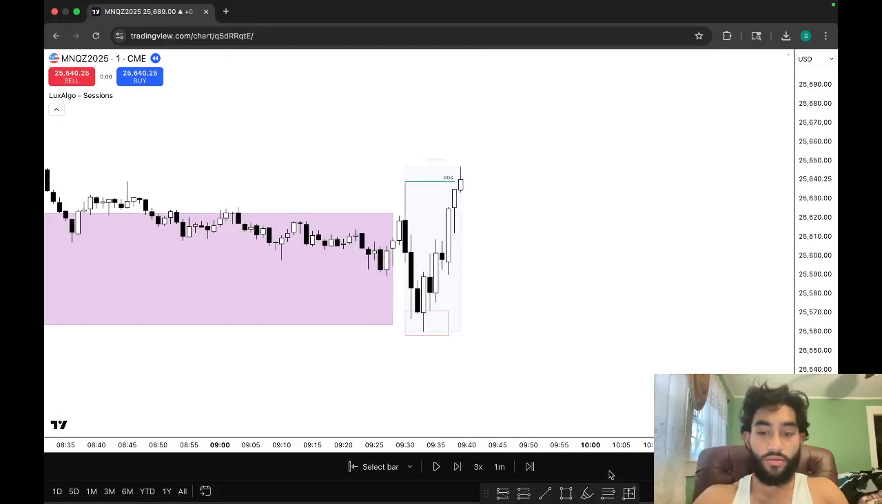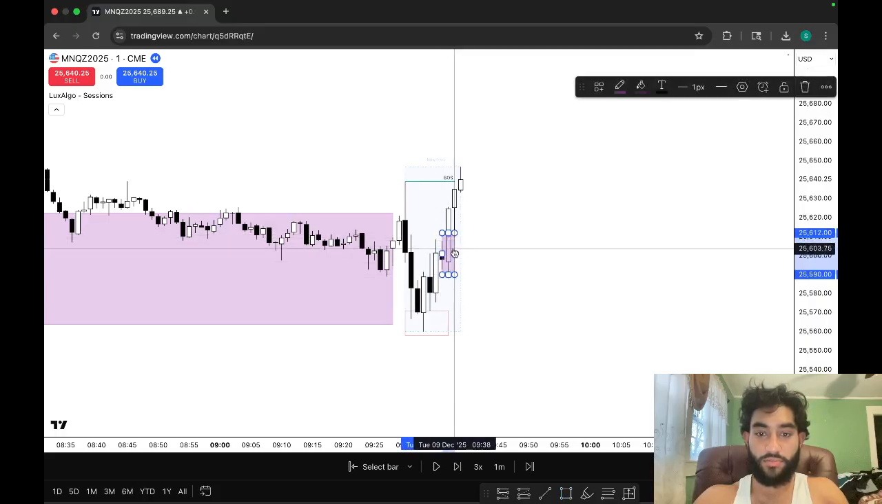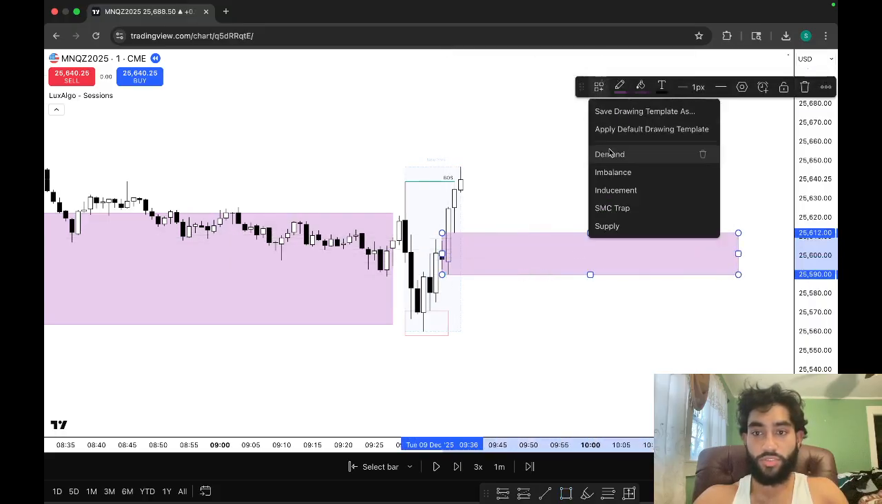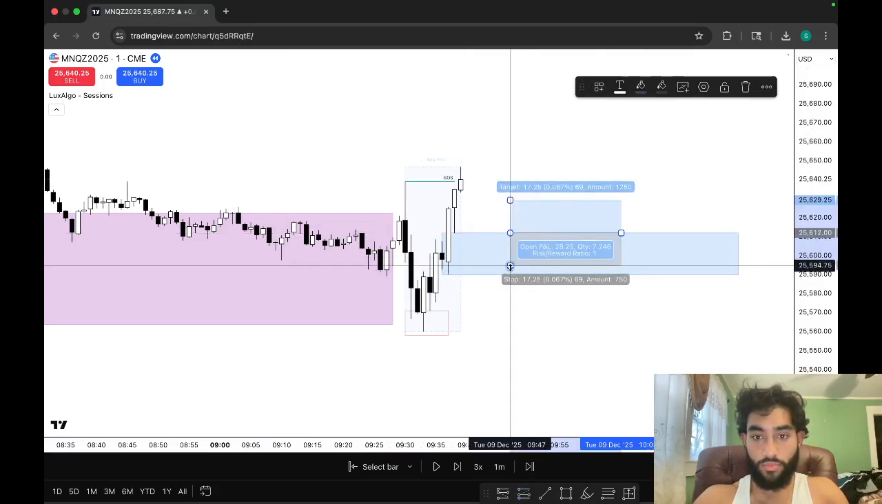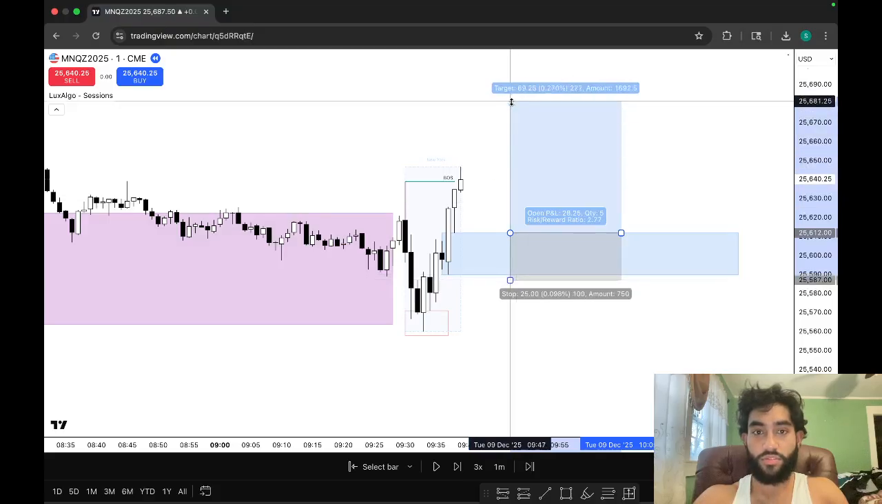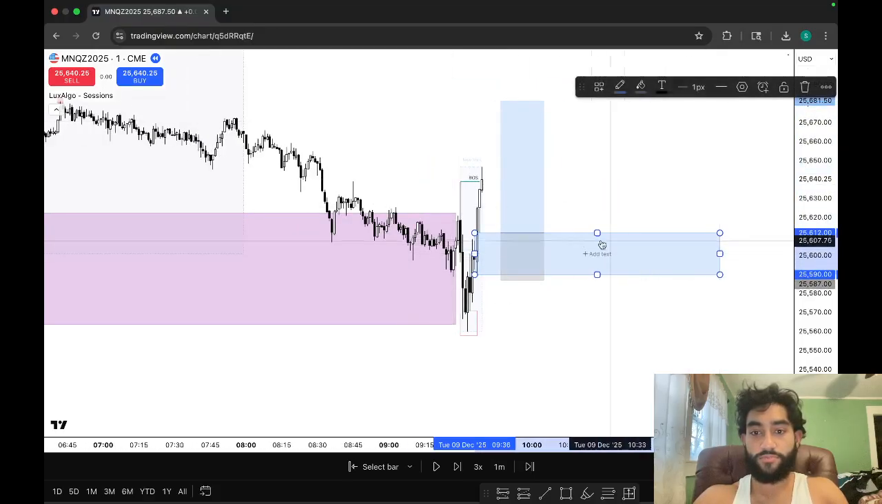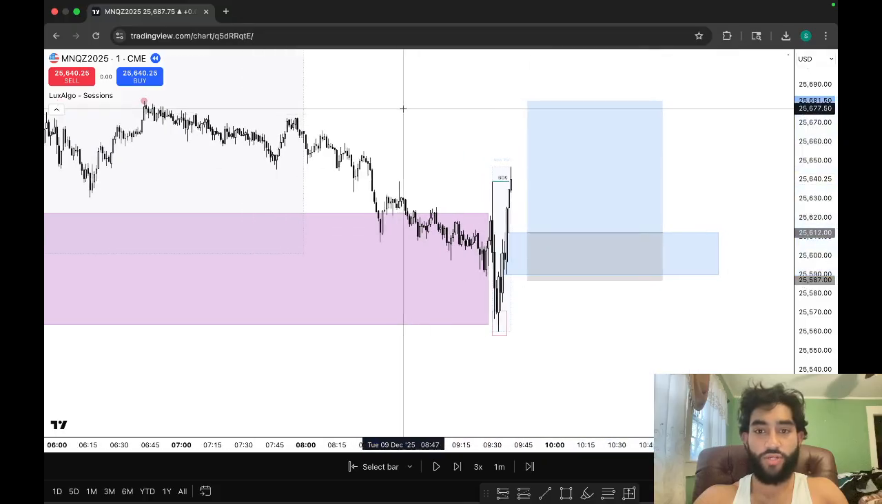Boom, we got the break. This was my entry right here. As you can see, unmitigated demand zone right here. And I included the imbalance up here. That was my entry up in there. Boom. Boom. And a couple of ticks for spreads. All right. So that was my trade.